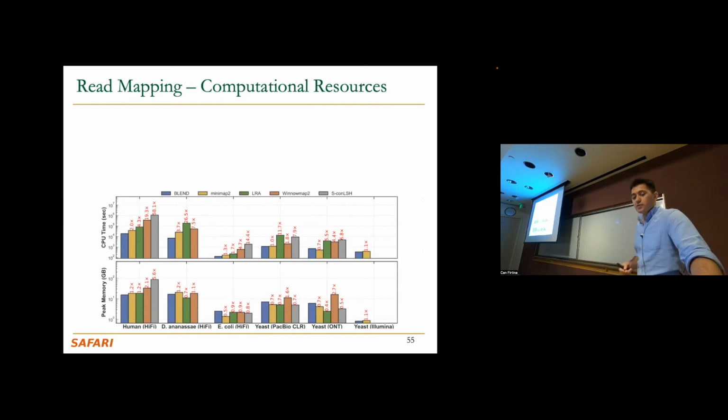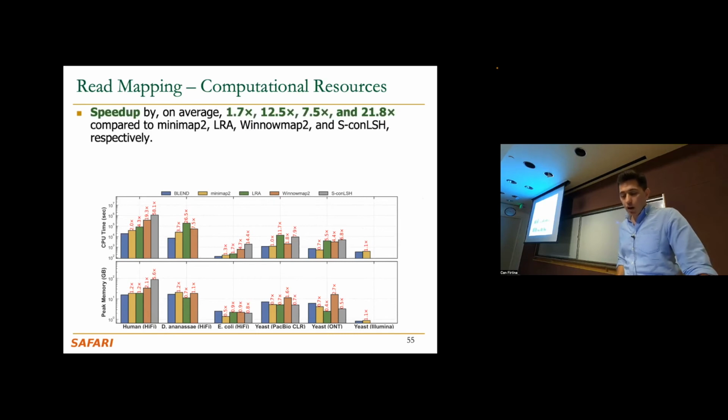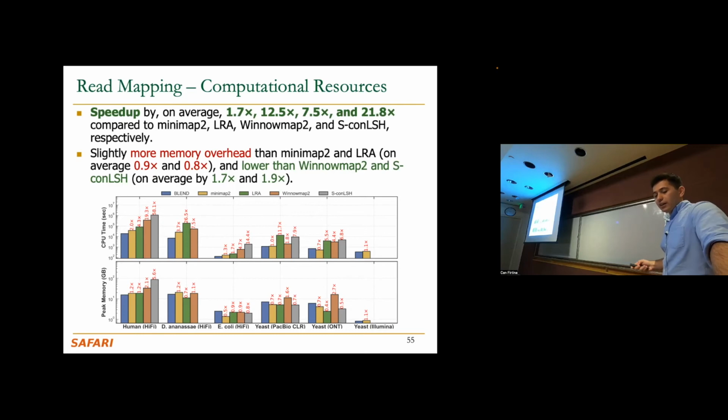Again, we show the results for read mapping, a similar figure, performance, and the memory usage. And we compare again with Minimap2, LRA, long read aligner, Map2, and SCON LSH. So we see again a speed up slightly lower than what we see from read overlapping, but again we see significant speed ups compared to each tool. But we have slightly more memory overhead than Minimap2 and LRA. Still close, but we have more memory overhead, and the memory overhead is lower than Minomap and SQLSH.